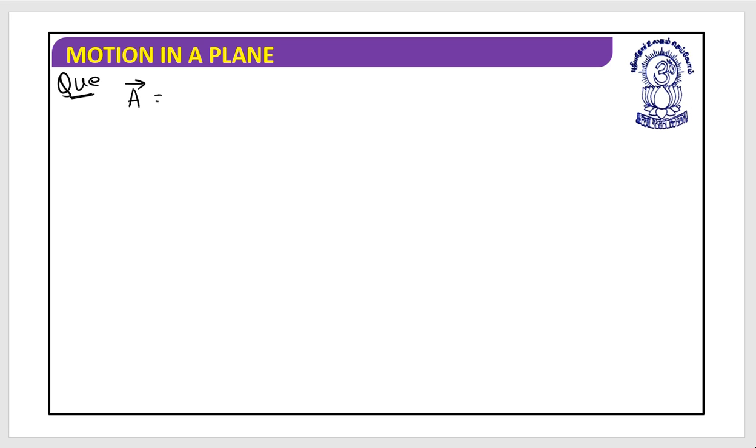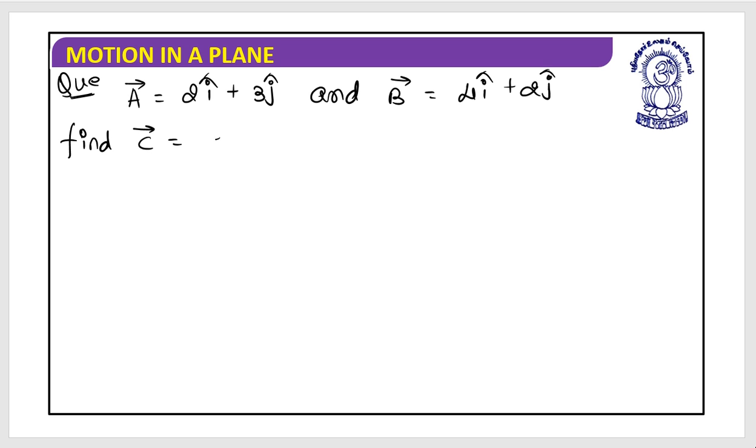Suppose they have given that vector A is 2 I cap plus 3 j cap. What does it mean? Please think in your mind, while I write the data. And vector B equals 4 I plus 2 j. What they want is to find C equals 2A minus 3B. Yes, this is what they require.